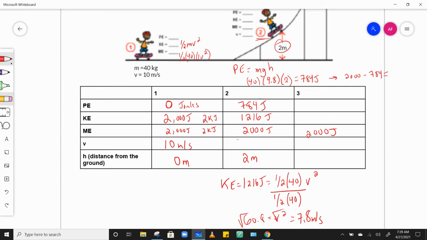So the velocity at this point is about 7.8 meters per second. Does that make sense? Yes, it does make sense. It's a little bit less than what we started with.